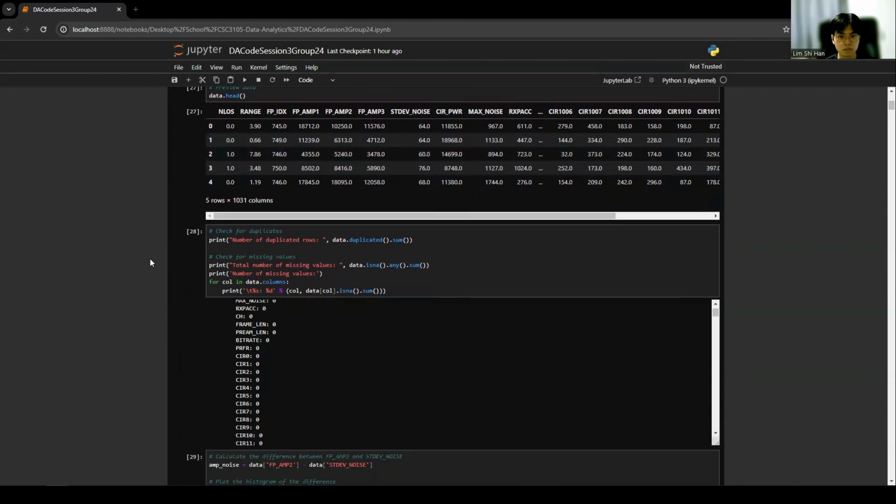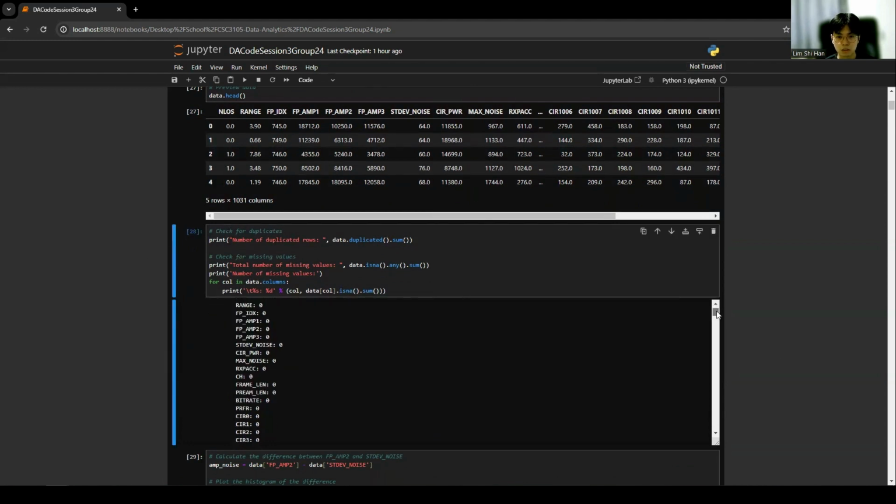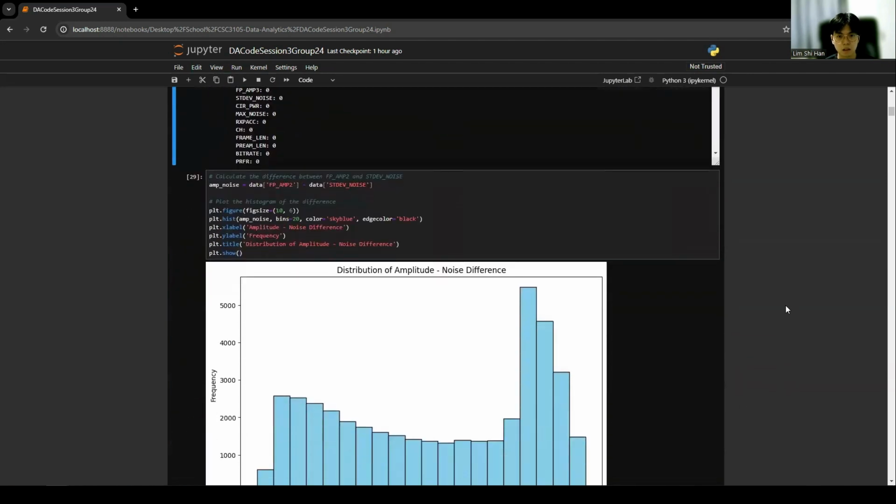After that, we checked for duplicate rows and values and missing values. So in all these features, there were no missing values and no duplicate rows. So we moved on. After that, we calculated the first path amplitude and the standard deviation noise.